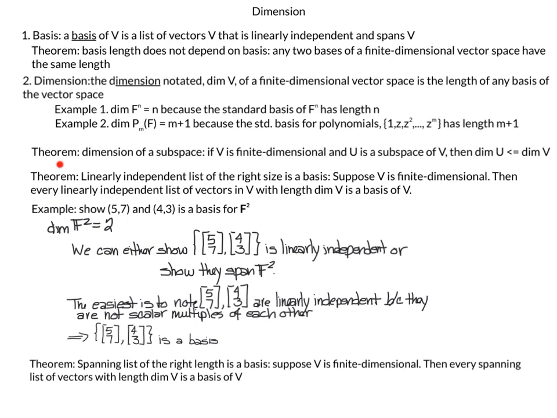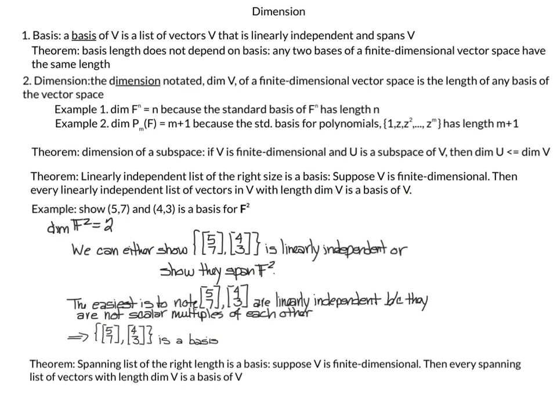And our last two theorems are really useful. They reduce the work that we need to do to prove that a set of vectors is a basis. The first one says a linearly independent list of the right size is a basis. So suppose we have a finite dimensional vector space V. Then every linearly independent list of vectors in V with length dim V is a basis for V.